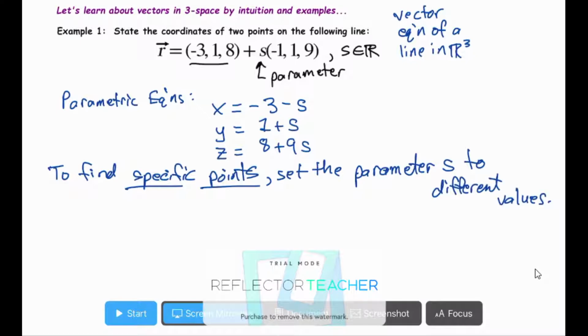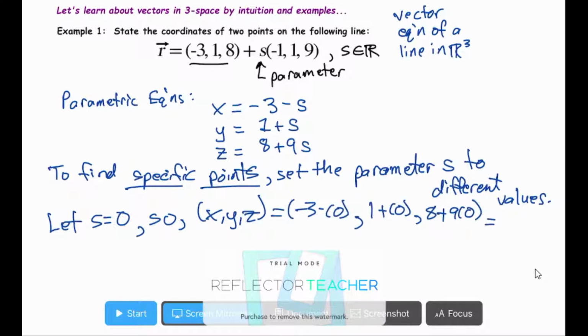Let's start by allowing our parameter s to have a value of 0. So x, y, z will be equal to -3 minus 0, comma, 1 plus 0, comma, 8 plus 9 times 0. And what are we going to get? We're going to have our specific point located at -3, 1, 8.